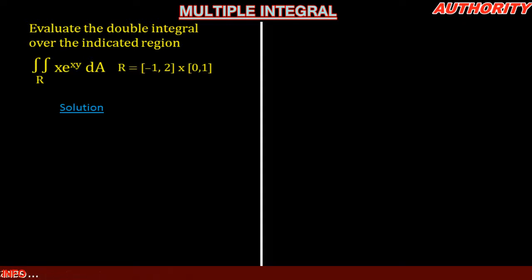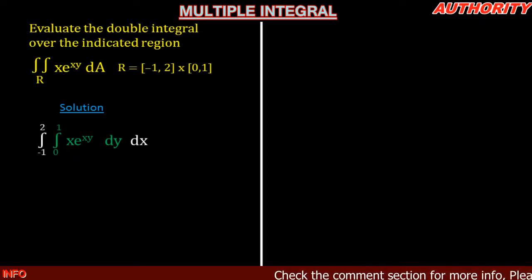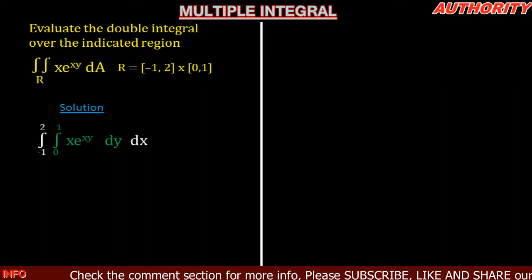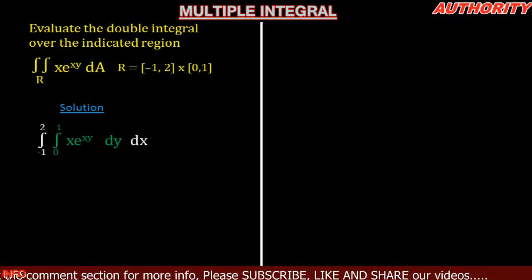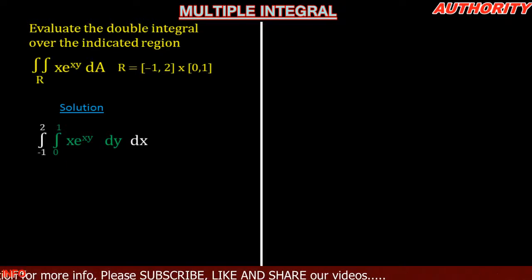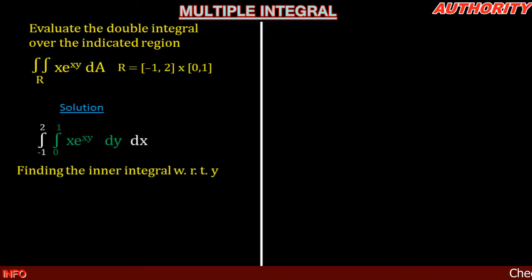Good. Put it in a proper integral sign. It's going to give us the integral from -1 to 2, this is for x, and then the integral from 0 to 1 of x e raised to the power xy, dy dx. Is that clear? So now we have the inner part of this integral and the outer part. The inner part is with respect to y, and the outer part is with respect to x. You can take any of them first, but let's take y first. Let's take the inner part and evaluate.